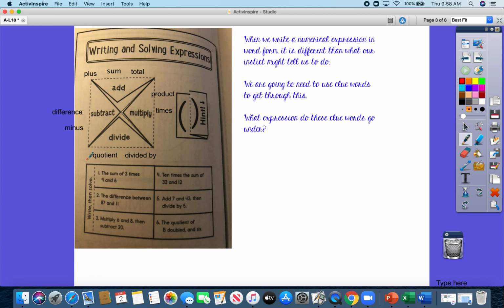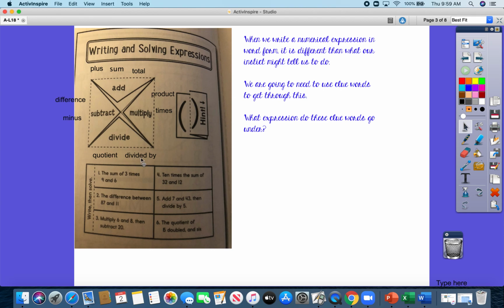These clue words are words that you should know from the whole year of studying, okay? So underneath this add flap right here, you're going to write the 3 words plus, sum, and total, because those clue words go with add. So anytime you see one of those 3 clue words, you're going to know I'm going to want to write the addition sign. Over here for subtraction, you're going to write the 2 words difference and minus. And then anytime you see those, you'll write the subtraction sign.